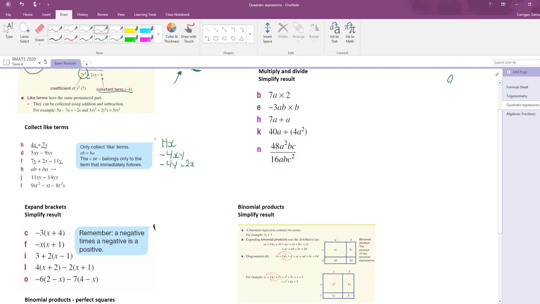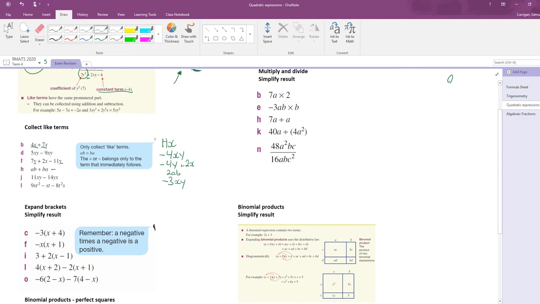In this last one here, we note that AB and BA might look different, but they are the same, because when you're multiplying things, you can multiply them in any order. So here we have AB plus AB, and that is going to be 2AB. Next one was the same sort of scenario. XY is the same as YX. 11 minus 14 is minus 3XY.